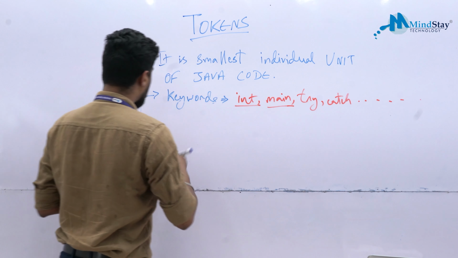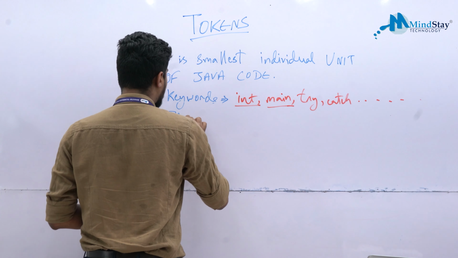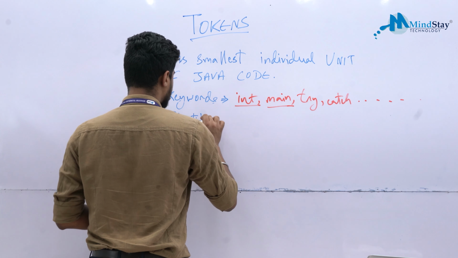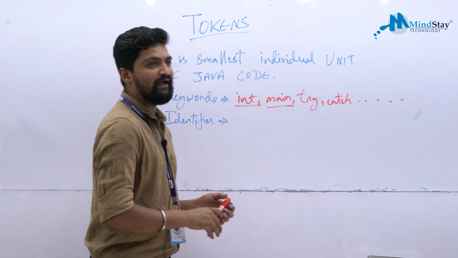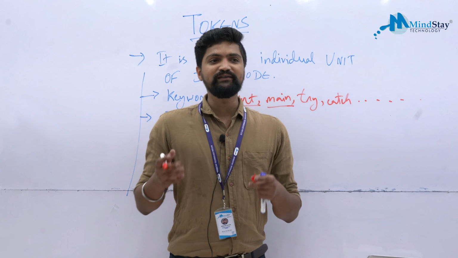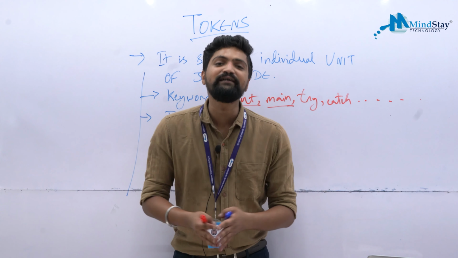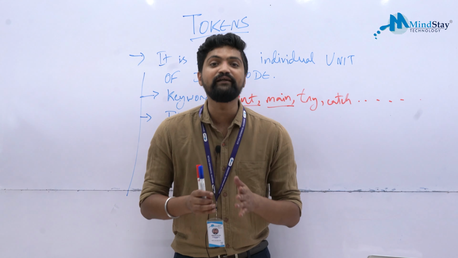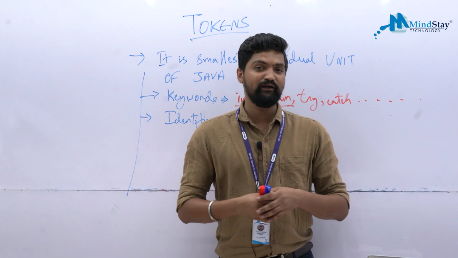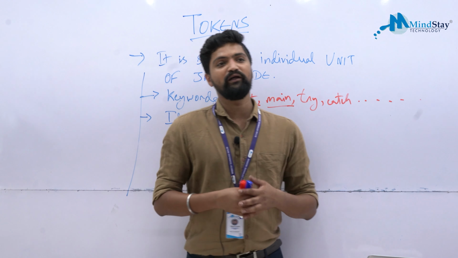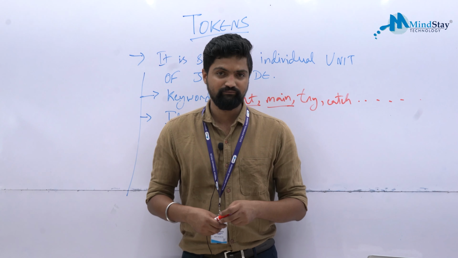Okay, now let's move on to the next token, the identifier. Now what is an identifier? An identifier, if I need to tell you, is an identity of a few modules in the Java code. For example, the class name, for example, the function name, the main function and all of that. It is an identity of that particular thing.